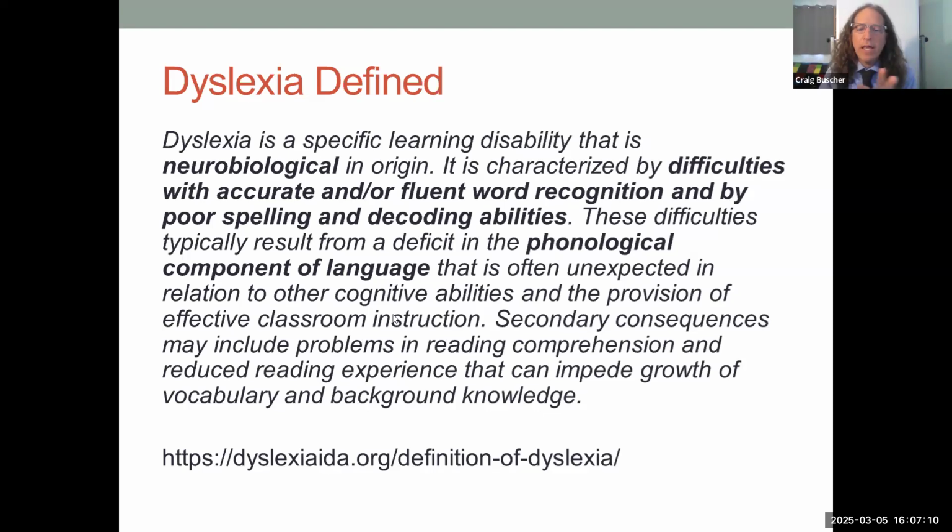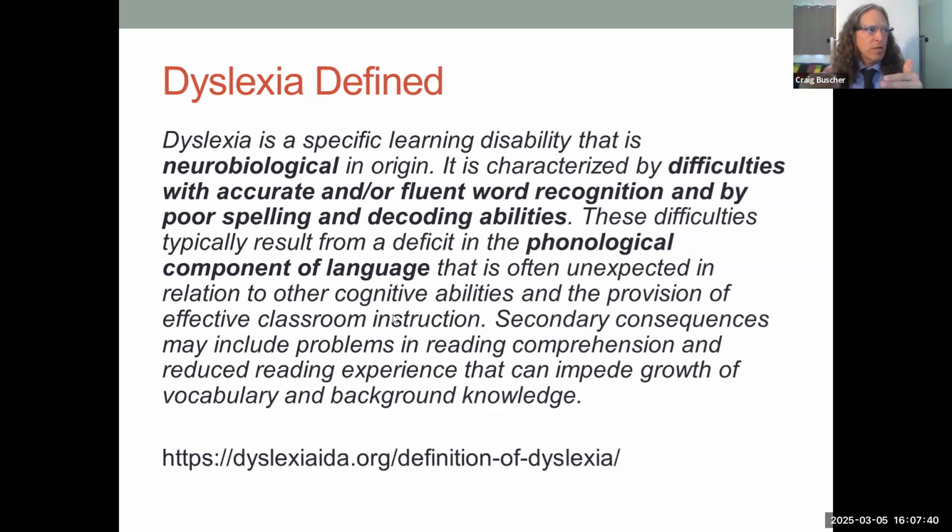And then the provision of effective classroom instruction means that you have received some pretty good instruction in word reading and spelling, and you still have this really profound difficulty in word reading and spelling. And then there are some secondary consequences, which would include some issues of reading comprehension, which are largely resulting from the fact that you're a struggling word reader.